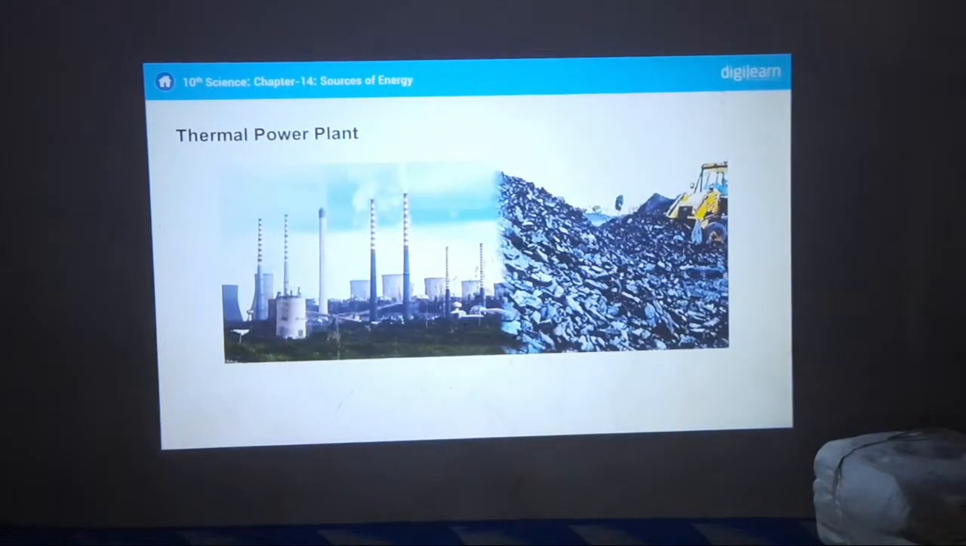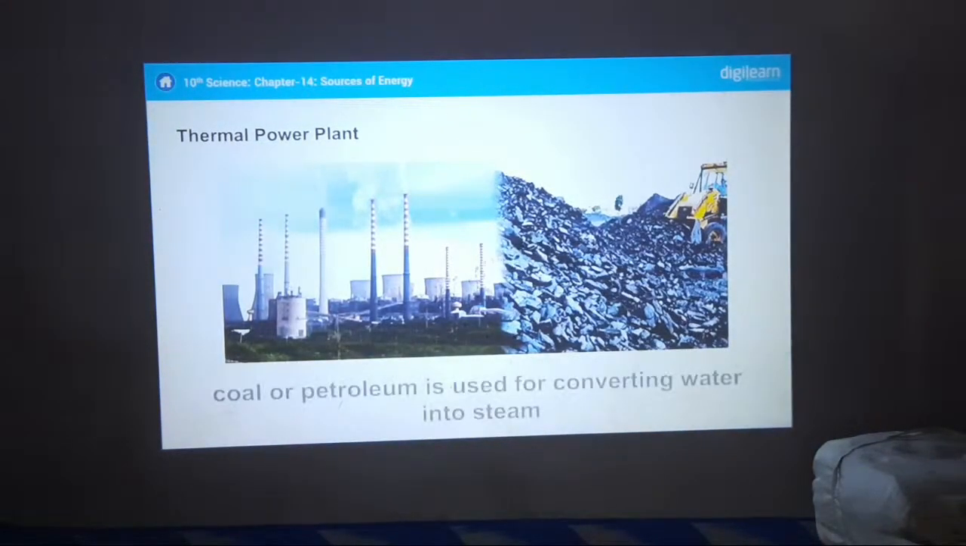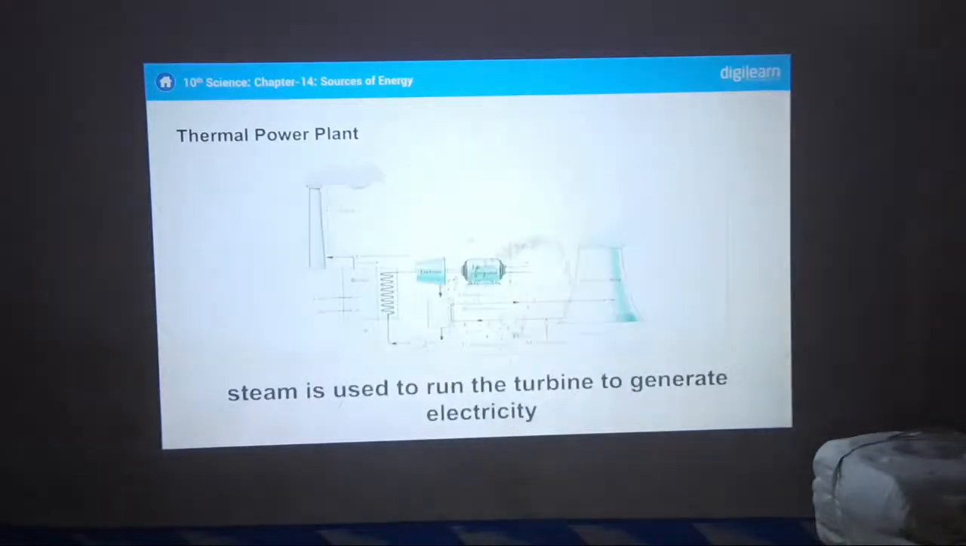Thermal power plant. In a thermal power plant, coal or petroleum is used for converting water into steam. The steam is used to run the turbine to generate electricity.